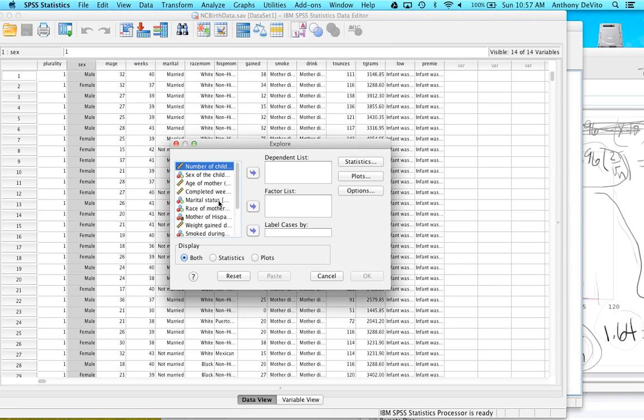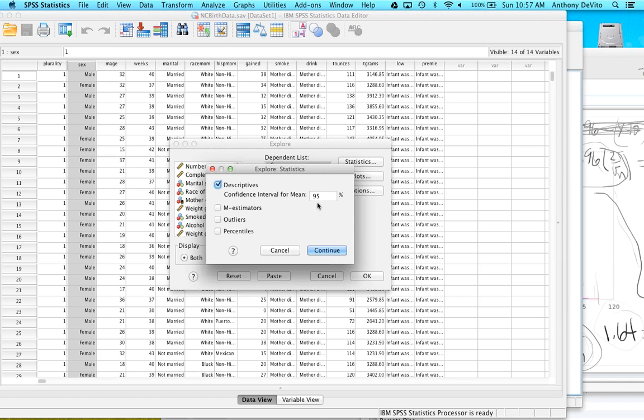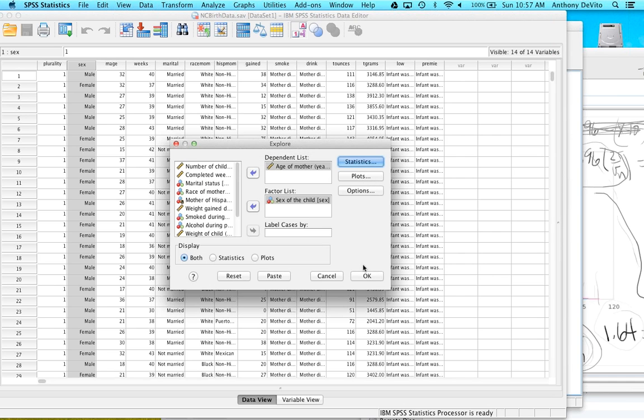Let's say that I want to calculate the age of the mother, which is a continuous variable, and I want that broken down by the sex of the child. I don't really expect there to be a difference, but this is going to calculate the statistics for the age of the mother and separate it into two groups: male baby, female baby. So Statistics is going to do a 95% confidence interval, and I'm going to say okay.